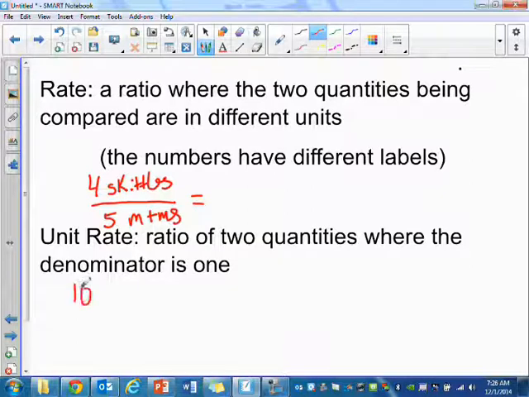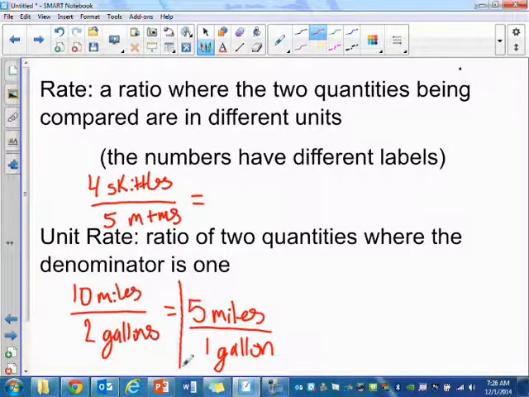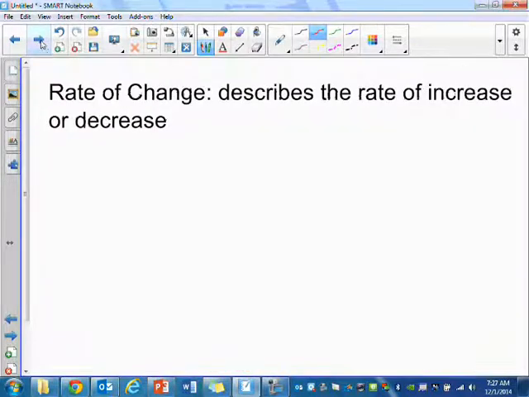Let's say that for every 10 miles I used 2 gallons of gas, and I'm just using random numbers here. Okay, so to turn this into a unit rate, let's divide the top by the bottom. You would get 5 miles with 1 gallon. Okay, so this would be a unit rate. The denominator is 1. So miles per gallon, miles per hour, words per minute. Those are the kinds of things you're going to hear for a unit rate.